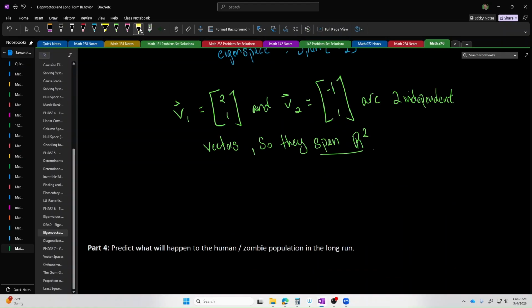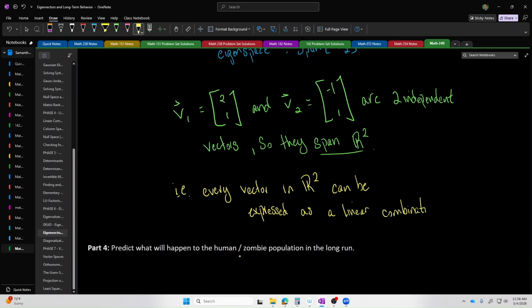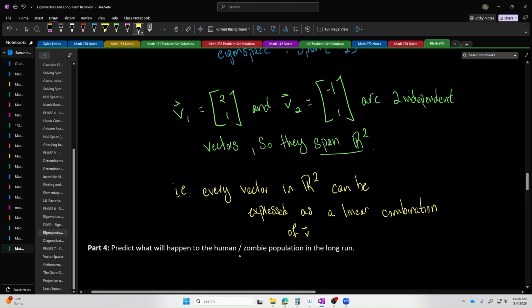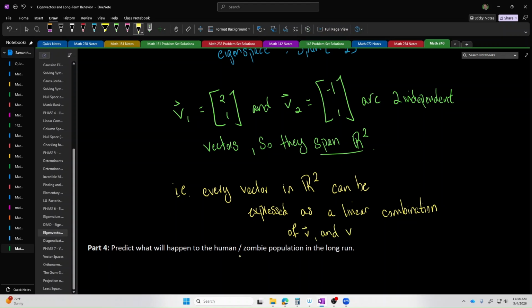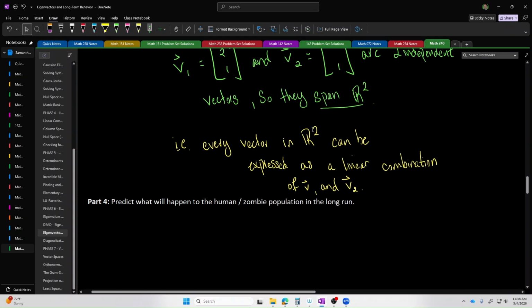So in other words, importantly, every vector in R2 can be expressed as a linear combination. Every two-dimensional vector can be expressed as a combination of v1 and v2.